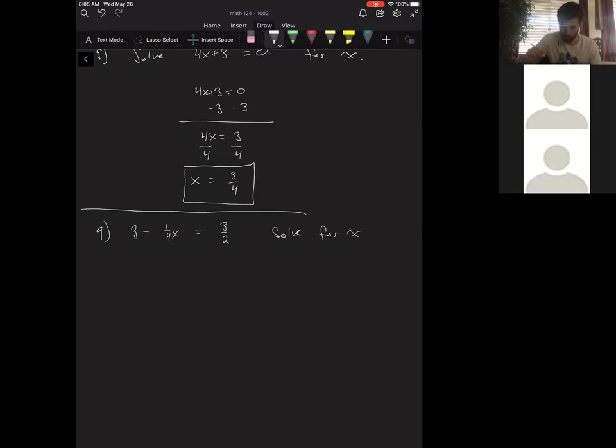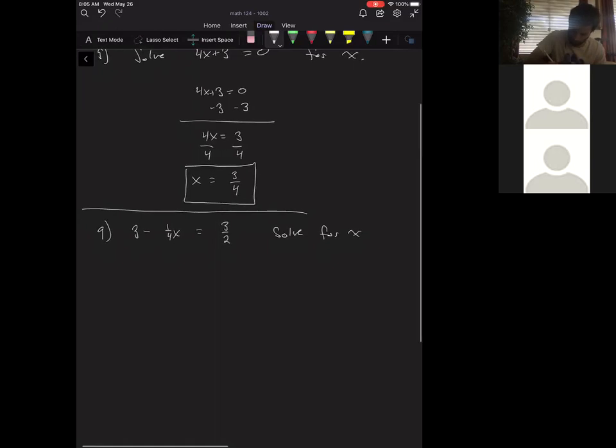And so to start this problem here, we have this 3. Let's subtract it over to the right-hand side. So we subtract a 3 from both sides. Once we do that, we get minus 1/4 x equal to 3 over 2 minus 3. And then what we're going to do is get a common denominator. We can rewrite this right-hand side, leave 3 over 2 the same, but then turn that 3 into 6 over 2. So now we have a common denominator, and we can just subtract the top. 3 minus 6, that's minus 3. So we have minus 3 over 2.